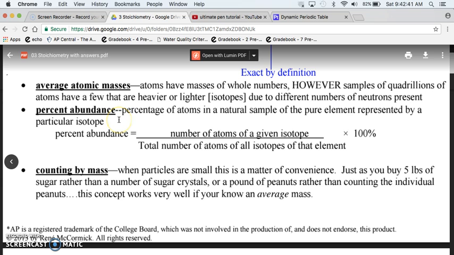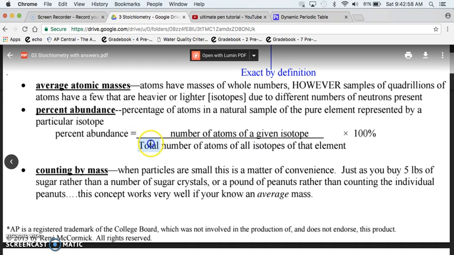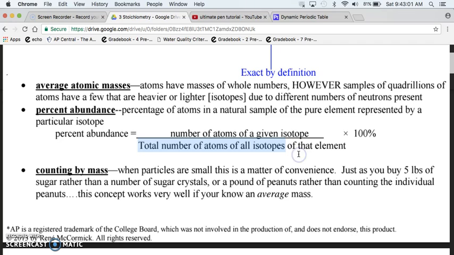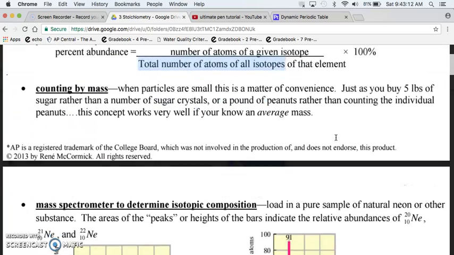Okay, percent abundance. This is really just to figure out how much of a given isotope you have. So you would take the number of atoms of an isotope. If I want to know what percentage of carbon is carbon 13, I would take the number of atoms of carbon 13 divided by the total number of all the carbon atoms in that sample. That would give you a decimal, and you would just multiply it by 100%. So that would give you what percentage you were dealing with.